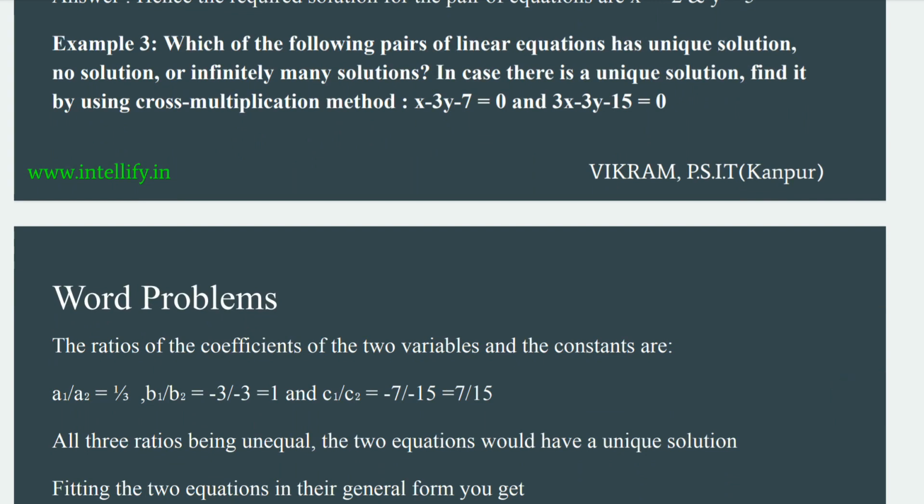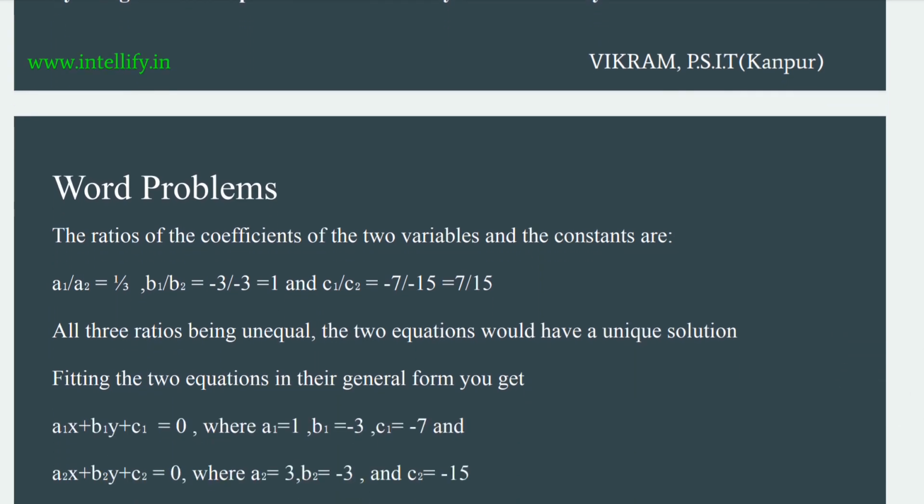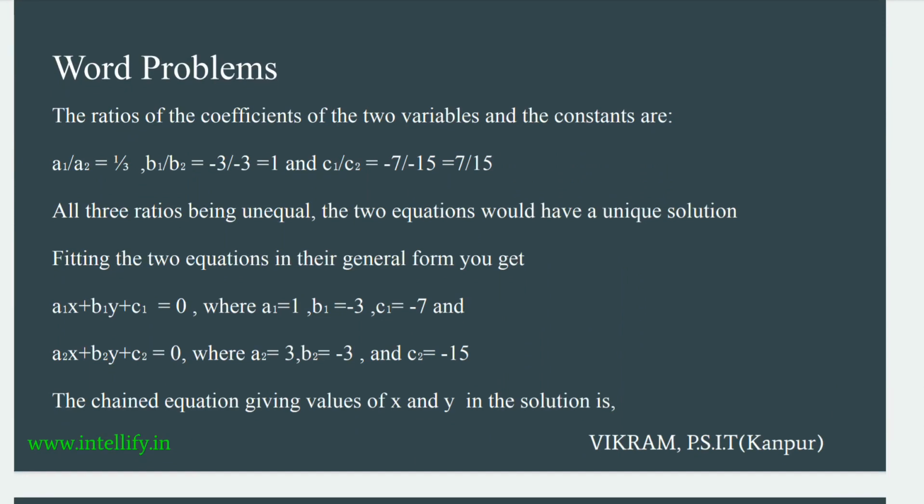So the ratios of the coefficients and the constants of the two equations can be clearly seen. a1 by a2 is giving 1 upon 3, b1 by b2 is giving minus 3 upon minus 3, that is equal to 1. c1 upon c2 is giving minus 7 upon minus 15, that is 7 upon 15. So the ratios being unequal, the two equations would have a unique solution. Now fitting the equations in the general form, we get a1 as 1, b1 as minus 3 and c1 as minus 7. a2 is given as 3, b2 is minus 3 and c2 is minus 15.